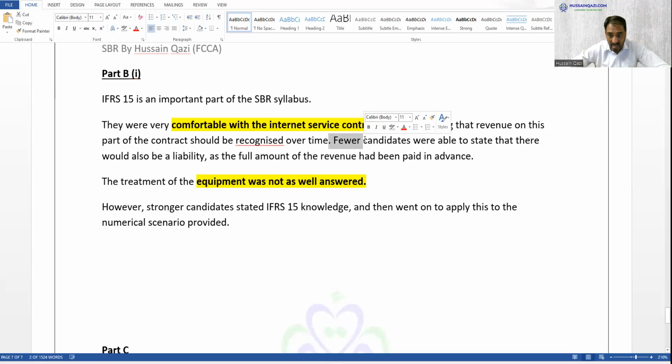Fewer candidates, and this is the alarming point, were able to state that there was also a liability as the full amount of revenue had been paid in advance. So this is a good thing that you need to notice here if you really want to get the highest marks. On the first day, that's a liability. At first year end, the liability is reversed and revenue should be recognized. A limited part of the liability will be recognized in the balance sheet at the first year end.